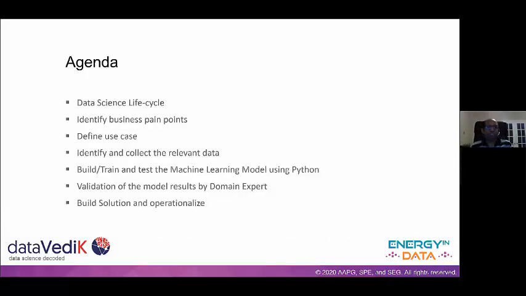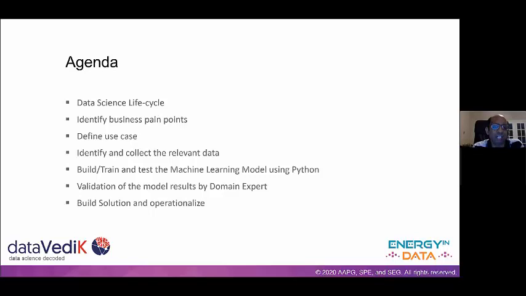Okay, so these are the points that I want to cover between the two sessions. What we will cover today is we'll go through what a data science life cycle looks like. When we say machine learning, when we say data science, what does a project actually look like? What are the various steps in that project? Second thing we will look at is how to identify the business pain points.